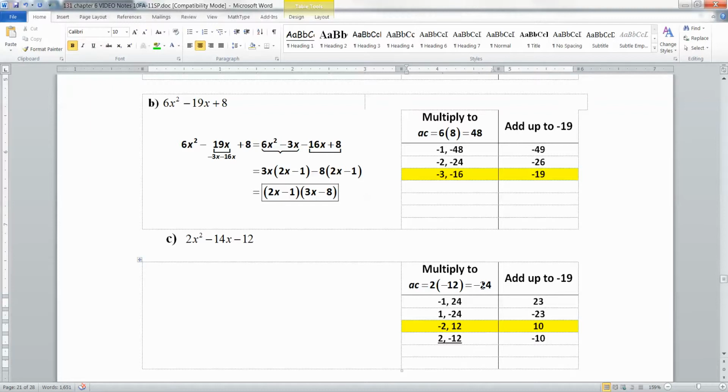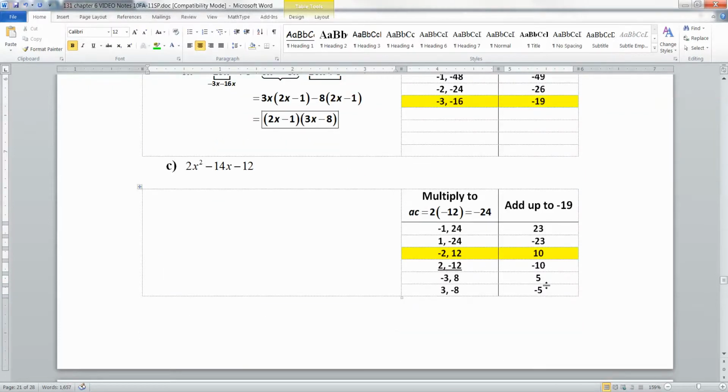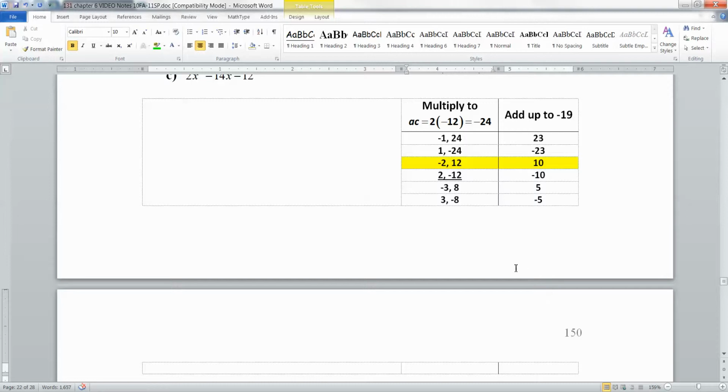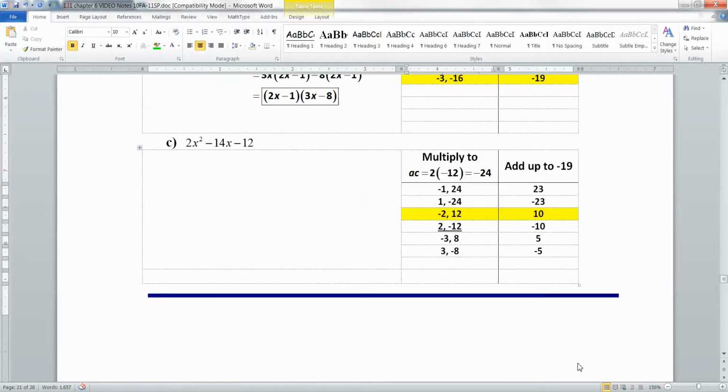Or you could have negative 3. I'm trying to keep this in the same order, so I'm doing the negatives first. Negative 3, positive 8. That would make 5. Or positive 3, negative 8. That would make negative 5. Or let's see, oops, I ran out of space, 4 and 6. Hold on. There we go, I'm back. All right, so negative 4, 6, which would make 2, or 4, negative 6, which would make negative 2.